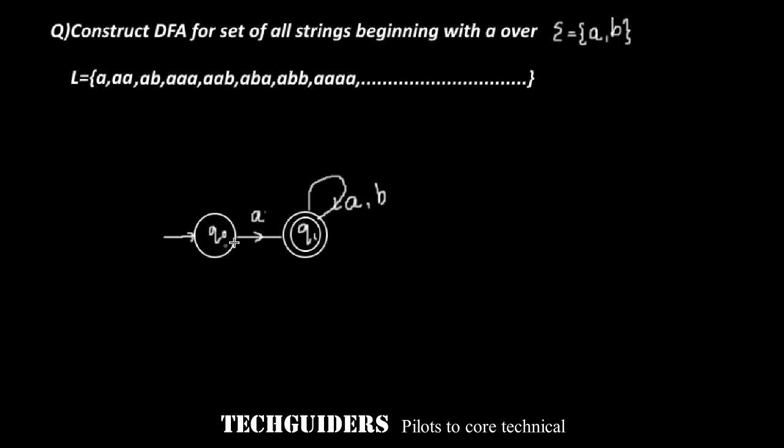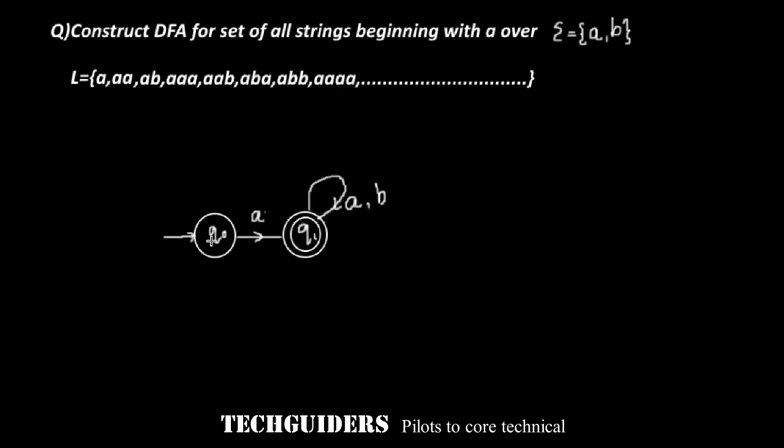Now we can see string A is accepted, AA is accepted, AB is accepted, AAA is accepted, AAB is accepted. Every string beginning with A is accepted. But this is not a deterministic finite automata yet, because from state Q1 for every possible input we specified the transition, but from state Q0 we specified a transition only for input symbol A. We didn't specify a transition for input symbol B.